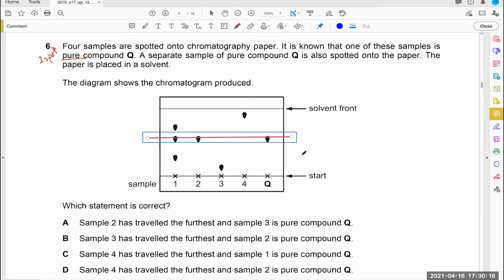All right, so what is it saying? The highest level that anything has traveled is sample 4. So sample 4 has traveled the furthest. And sample 2 is a pure compound Q because एक spot है और Q के level पे है. So this is going to be D.